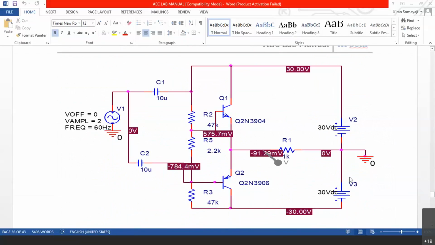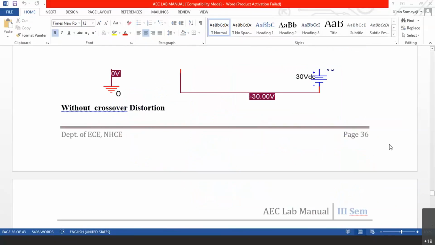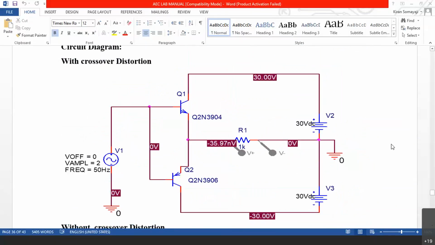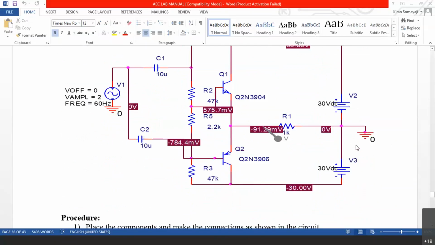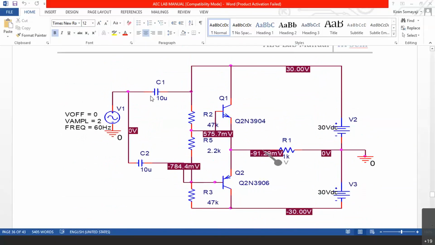This is the circuit without crossover distortion. Here you can see the input is given by means of these two capacitances. Here we need a capacitance. In the upper circuit, we don't have a capacitance, because the input signal is directly driving the base of the transistors, and there is no other DC power supply at the base. So AC can be directly given. But in the circuit below, we have this coupling capacitance or DC blocking capacitance.